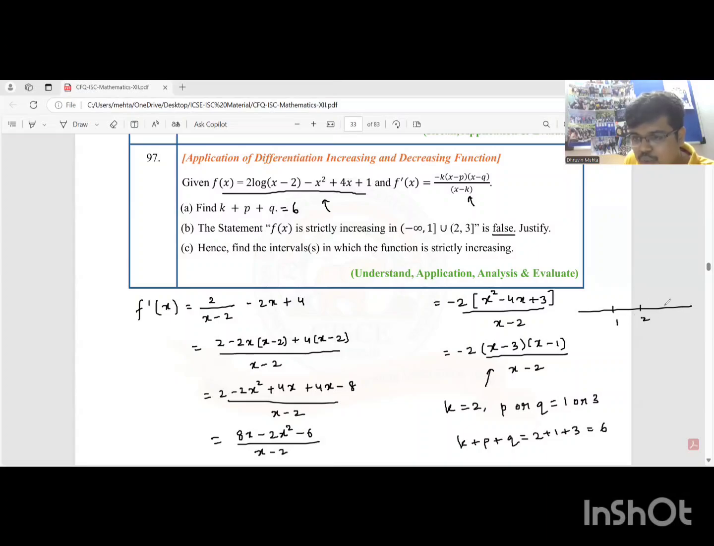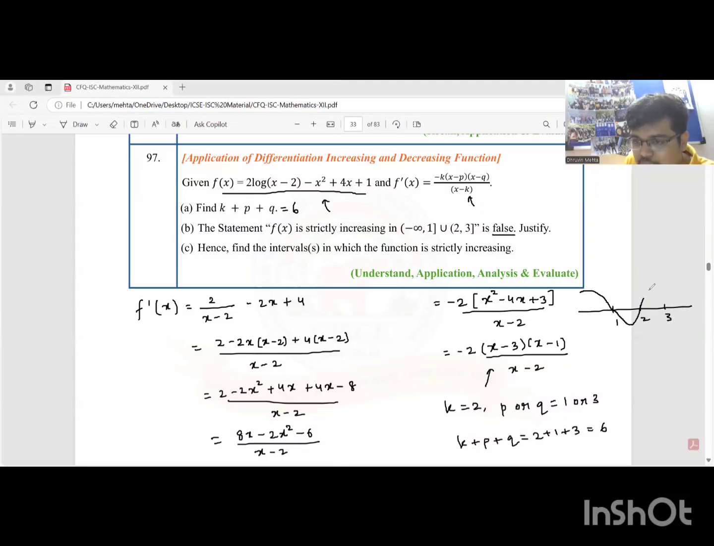Here, we'll take the values 1, 2, 3. The values of x will be 1, 2, 3. So now, students, to the left of 1, I'll take any number. Let's take 0. If you substitute 0, this is negative, this is negative, this is negative. And in the function itself, we have negative. So we have 4 negative signs, which means it is positive. So this is going to be increasing.